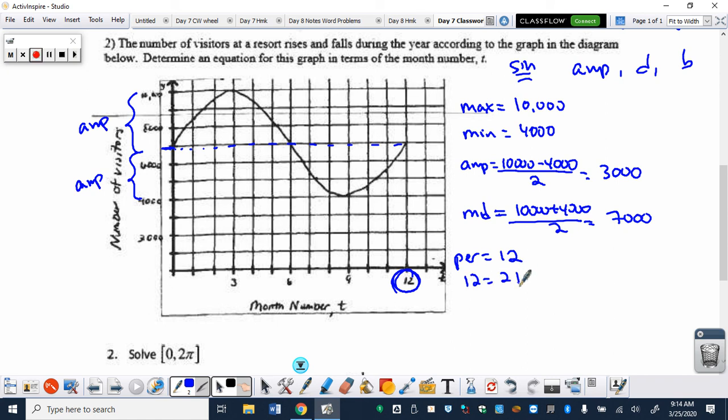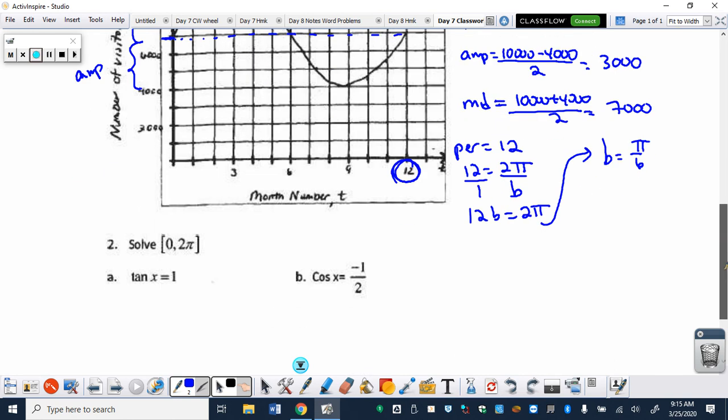I'm going to take the 12 and set it equal to 2 pi divided by b, because 12 is not frequency. 12 is period, and I need to find frequency knowing that period is 12. I'm going to cross multiply, get 12b is equal to 2 pi, divide both sides by 12, and I get that b is equal to pi over 6.